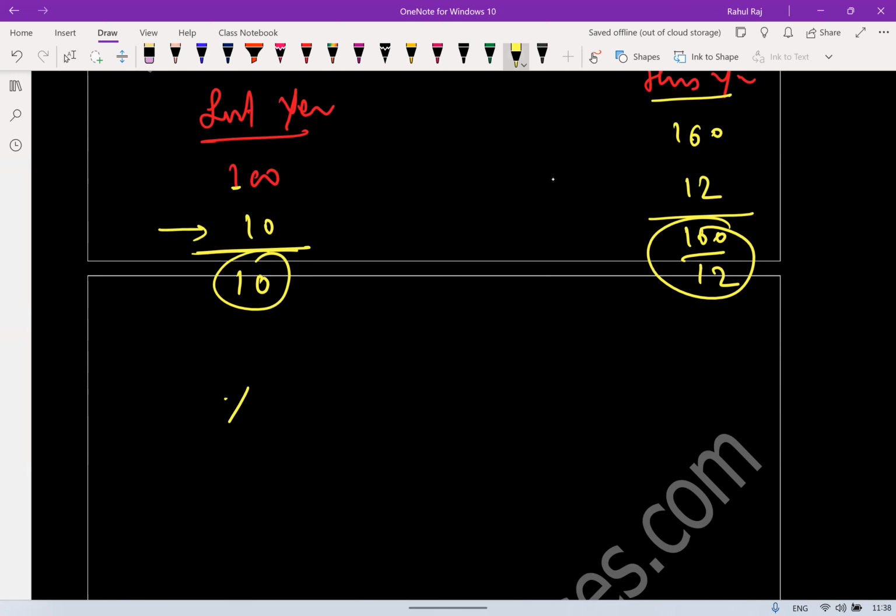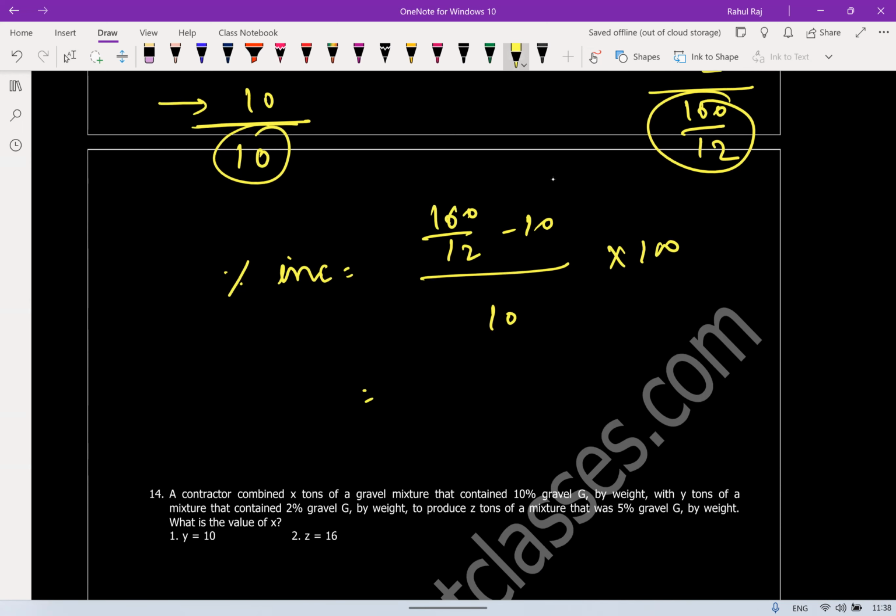So percentage increase is what? Change by initial. What is the change? 160 by 12 minus 10, by initial. What is initial? 10, into 100. This is your answer. That is 160 minus 120 by 120 into 100. 160 minus 120 is how much? 40. 40 by 120 into 100 is 33.33. So this is the normal answer. That's all.